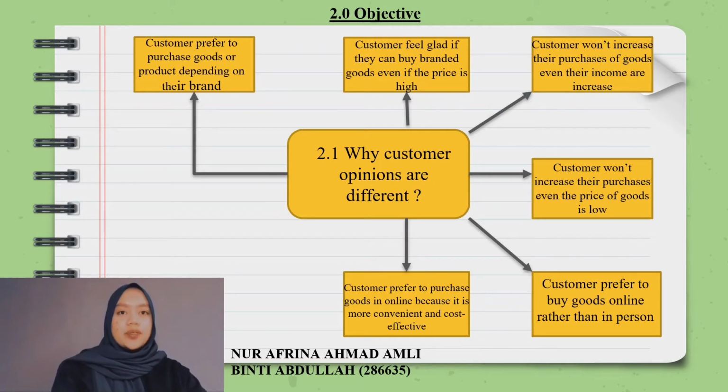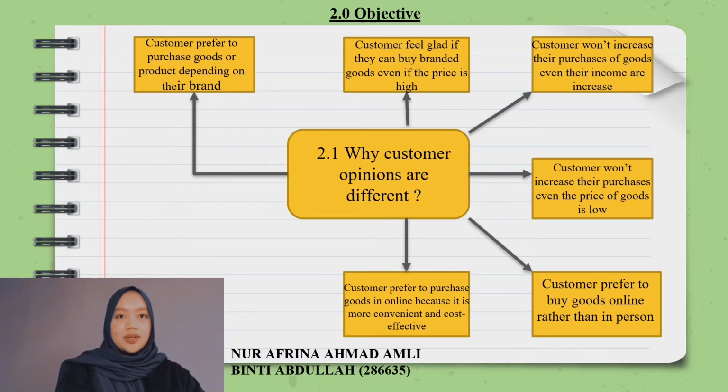So today I present my part, which is about the objectives. The first objective is why customer opinions are different. First, customers prefer to purchase products depending on their brand. Some people do not mind spending more money on goods because they believe high quality products are indeed expensive. Second, customers feel glad if they can buy branded goods even if the price is high. This is because they are confident the branded goods suit the offered price.